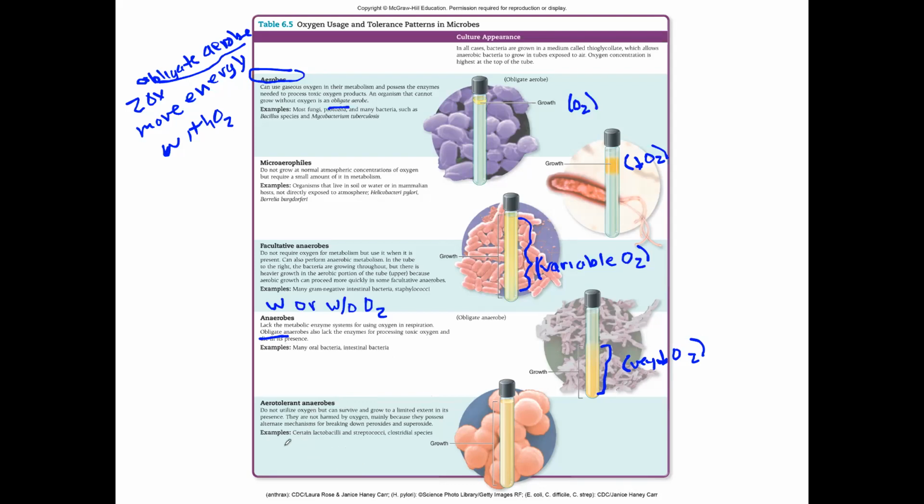An aerotolerant anaerobe doesn't use oxygen, but can grow to a limited extent with it around. And they aren't harmed by oxygen because they don't have mechanisms that turn it into something that's toxic to it. And so again, you've got growth throughout the tube. So that's variable oxygen, so different amounts.